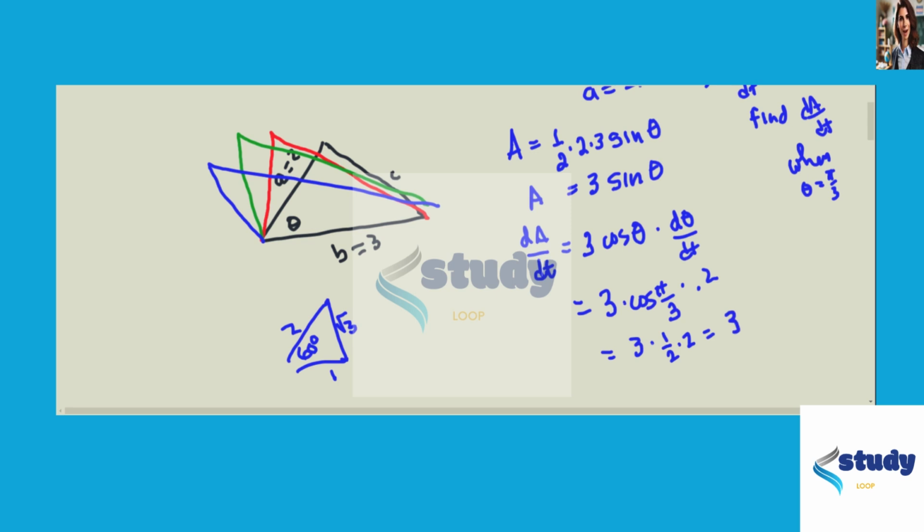what? Well, A and B are centimeters, so it's centimeters squared. And d theta dt was in radians per minute, so it's centimeters squared per minute.